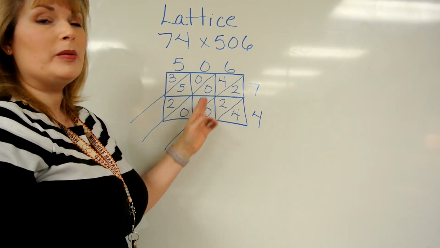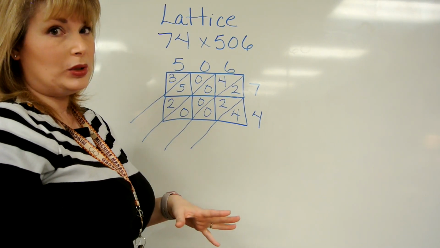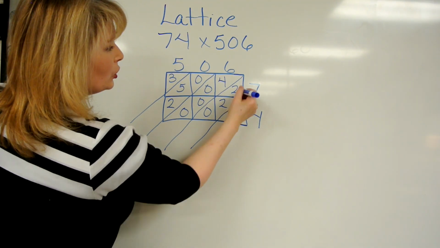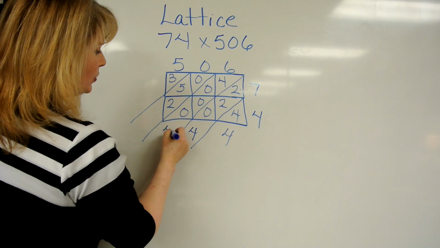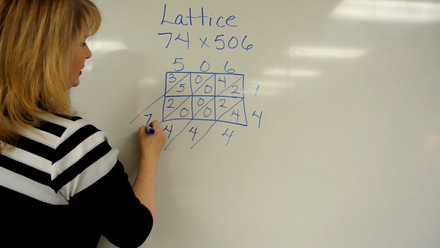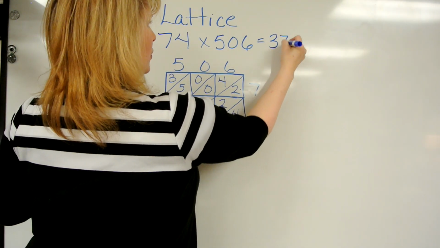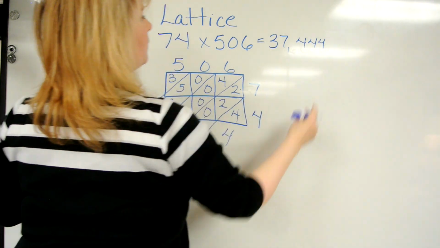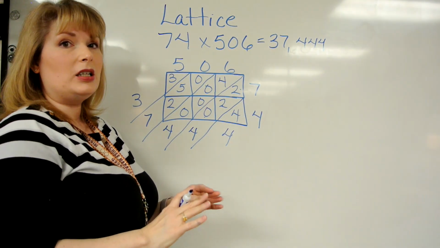Because with a problem like this, you would have actually had to have put 2 place holding zeros in there. Not anymore. So now 4, 2 plus 2 plus 0 is 4. 4 plus a row of zeros is 4. 5 plus 2 is 7. 3 plus nothing is 3. 37,444. So, yeah, this is why the kids love lattice.